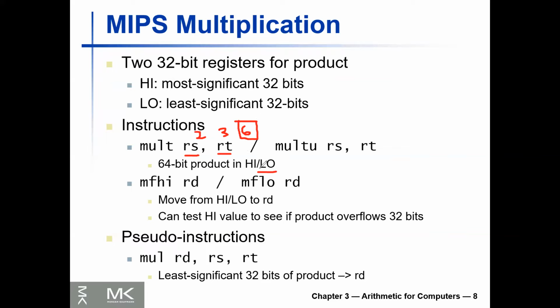Once the result is ready, we need to use another instruction, which is MFHI or MFLO. What is that? This is move from HI or move from LO. Where to move? To a destination register. You can use any register, T0, T1 or S0, S1, in order to check the result. We know that 6 will be stored in LO, so I will use this instruction and specify any register, and the result will be available there. So this is move from HI and LO. You can test the HI value to see if the product overflows 32 bits. We can also check this.